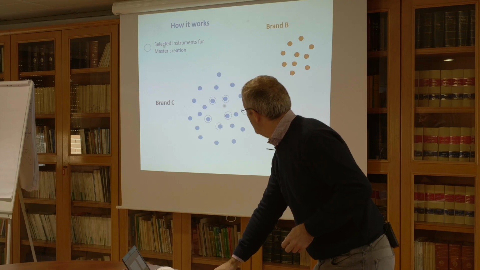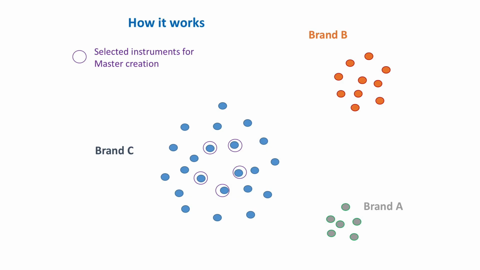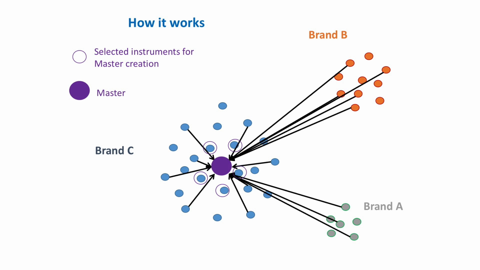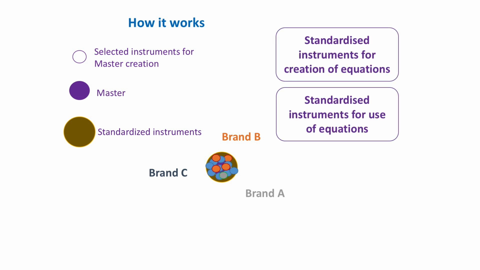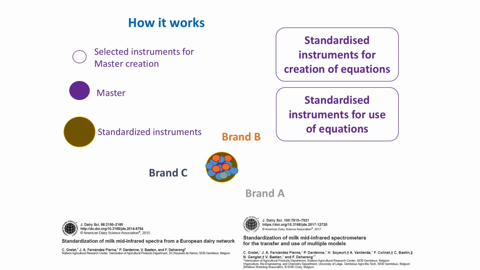In reality, what we do, we select instruments in one brand that we call masters, and we create a master. We harmonize the spectra, and we use the spectra of these numbers of apparatus, and we use these spectra to harmonize on the common format for the whole apparatus. And by using this, after that, we have the common format, and we are able to standardize the instruments for creation of new equation, and we are also able to use the standardized instrument to use this new equation.